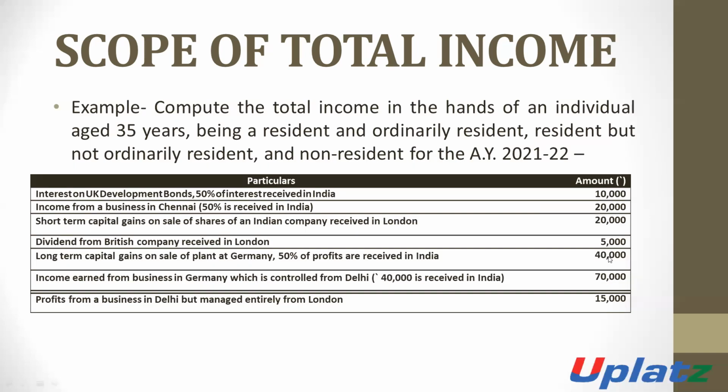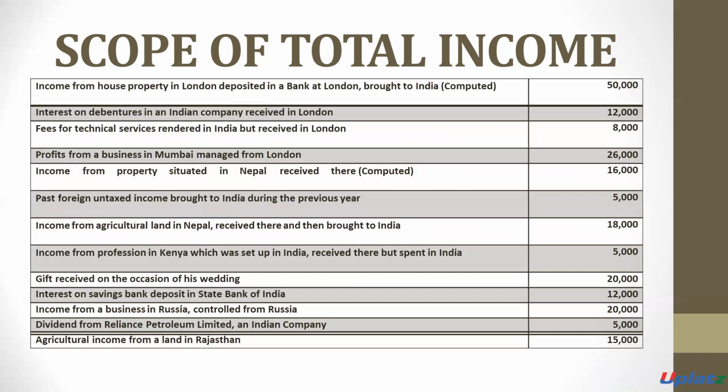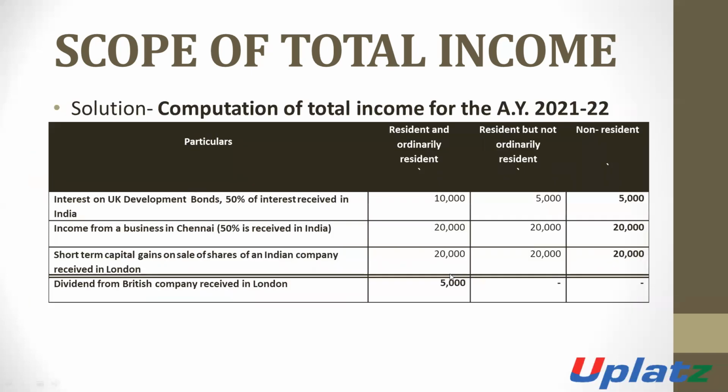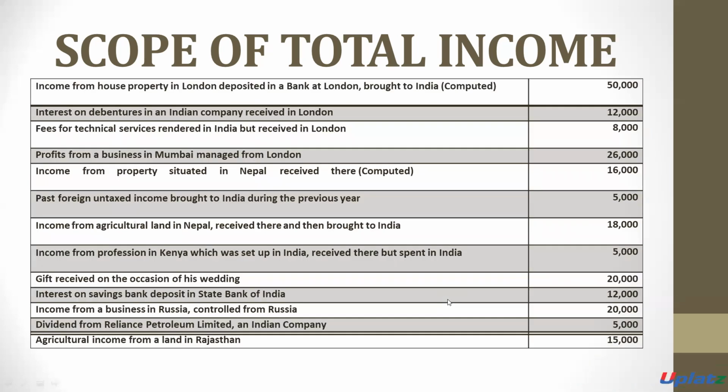Number four, dividend from British company received in London. It will not be taxable in India, except in the case of resident and ordinary resident, because in the case of ordinary resident, all income will be taxable. So it will not be taxable in the hands of not ordinary resident and non-resident, but it will be taxable in the hands of a person who is a resident as well as ordinary resident. It will be taxable only in his hands.